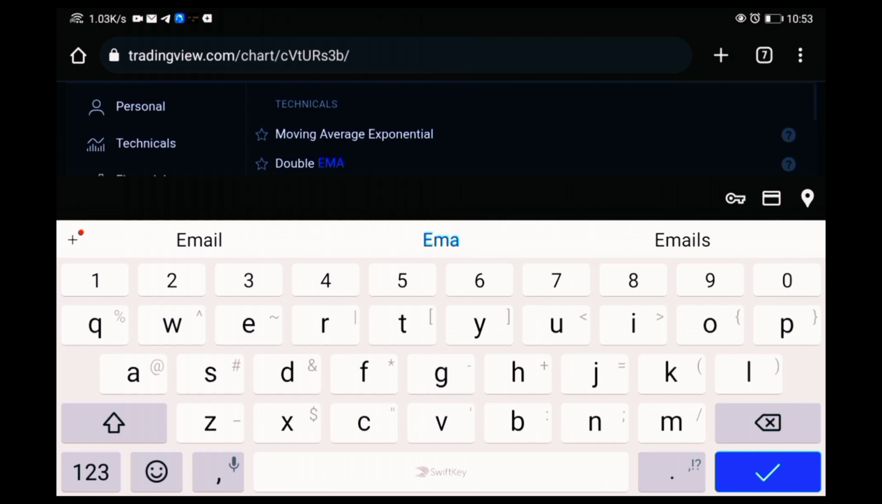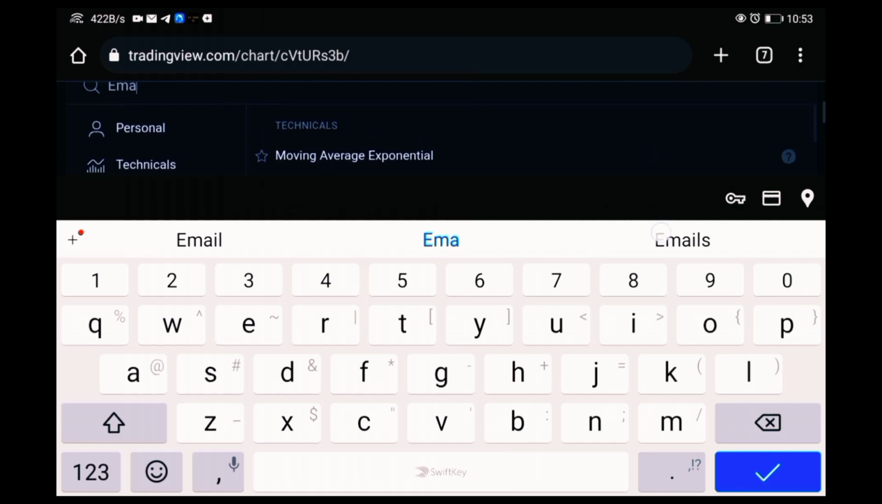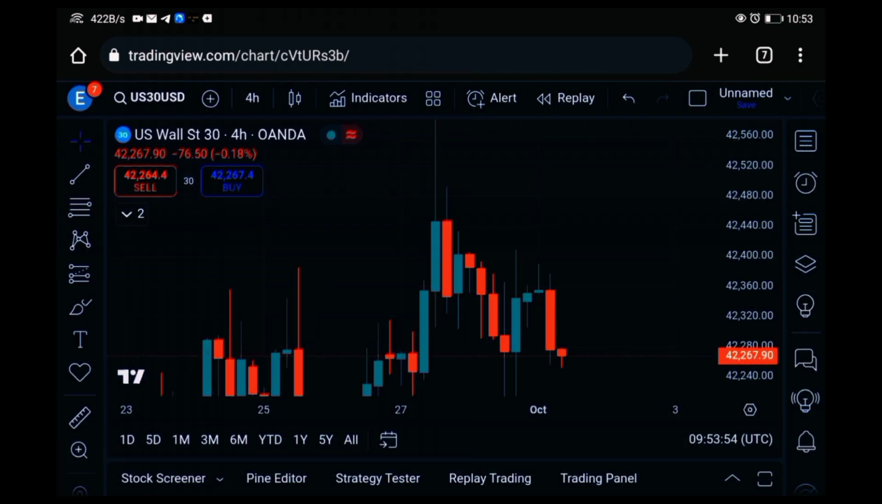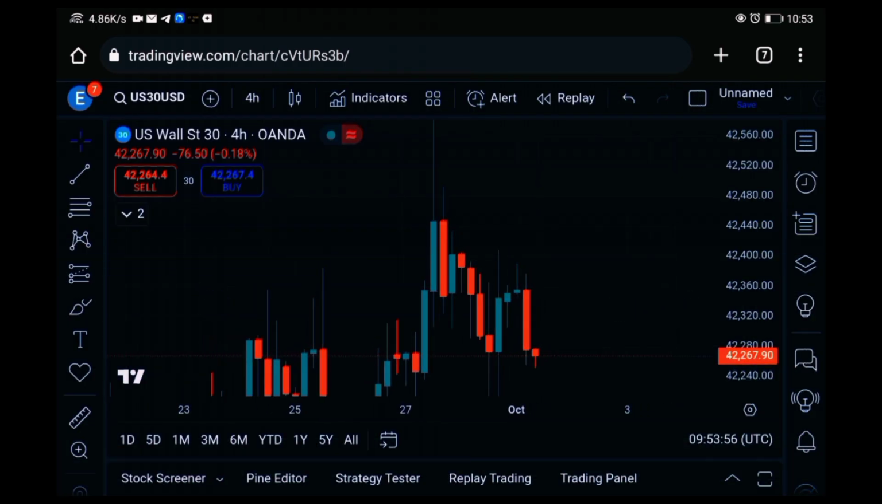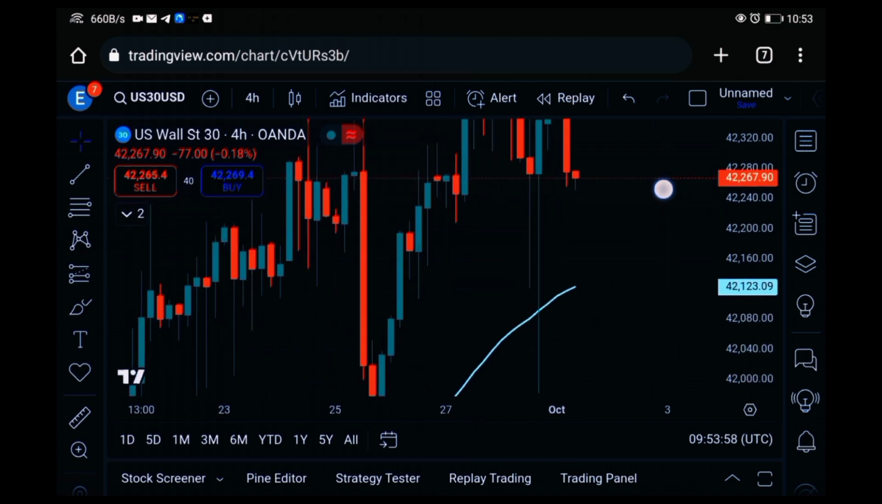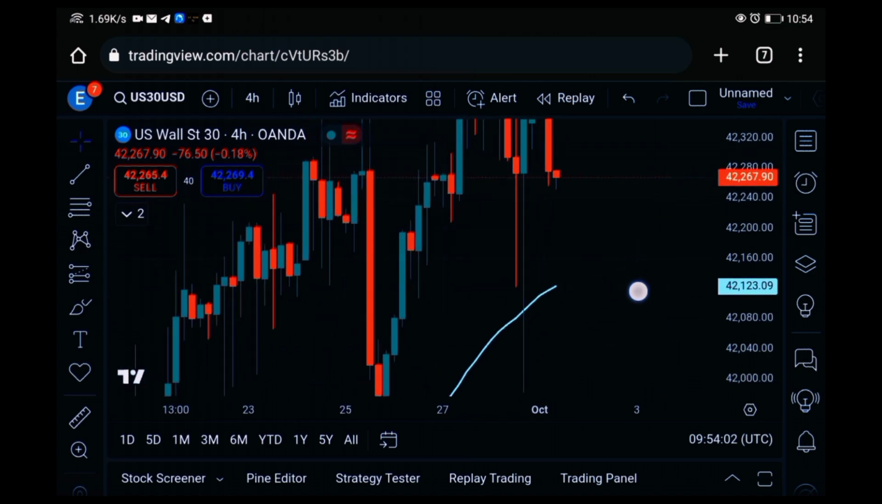Once you type in EMA, there is this moving average that shows up. Moving average exponential. You choose that one, this very one. Once you click on it, it will be on your chart. Then you close the interface and you go back to your chart, and we see that the 50 EMA is now on our chart.